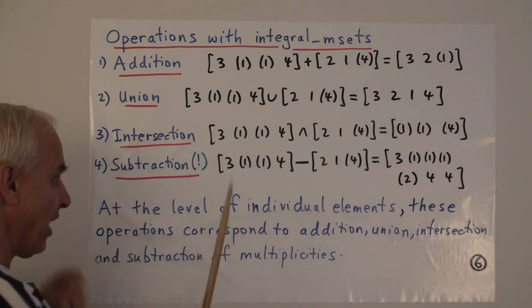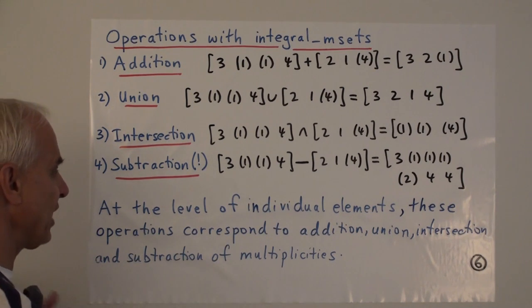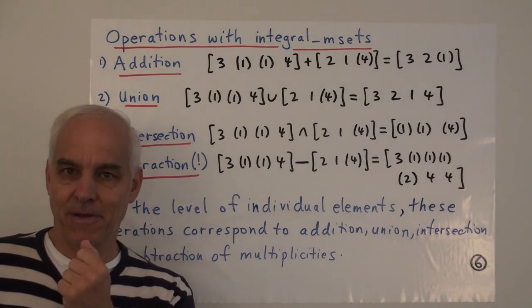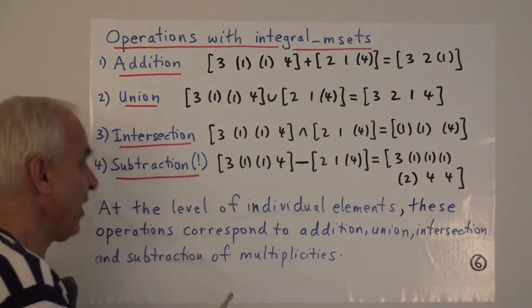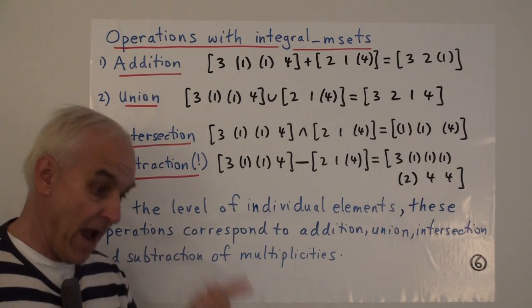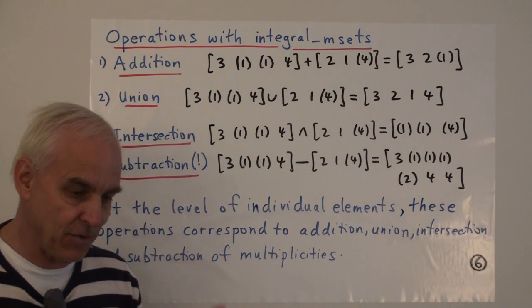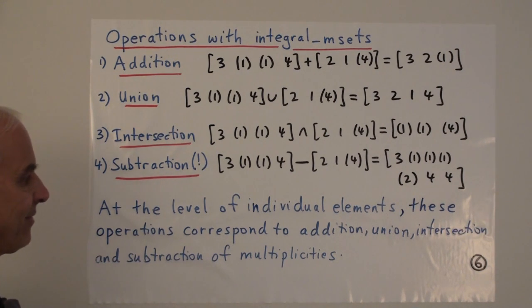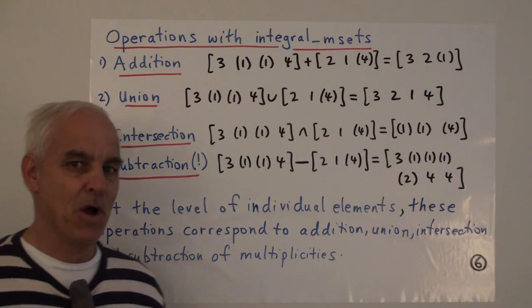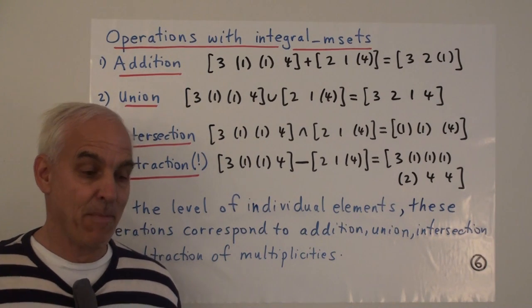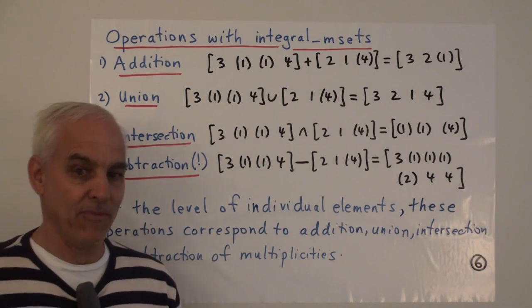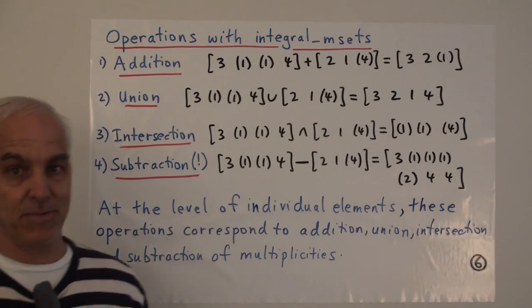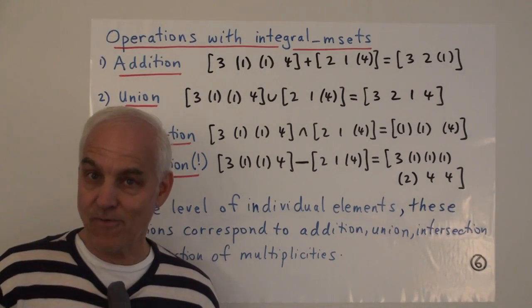So at the level of individual elements, these operations correspond exactly to just addition, union, intersection, and subtraction of multiplicities. If we just focus on, say, the 3s, then each one of these operations just corresponds to either adding the numbers of 3s, or taking their union, or taking their intersection, or taking their differences. So it's a wider, more flexible arithmetic that we gain by introducing these integral Msets. Exactly the same kind of advantage that we have when we introduce integers into ordinary arithmetic. We can then do subtraction more uniformly.